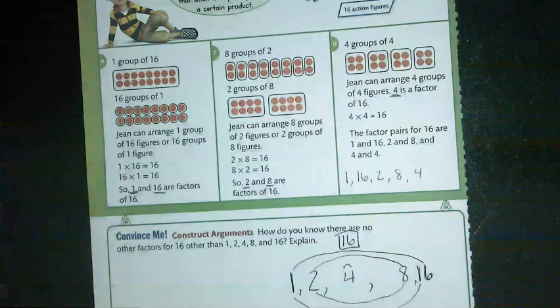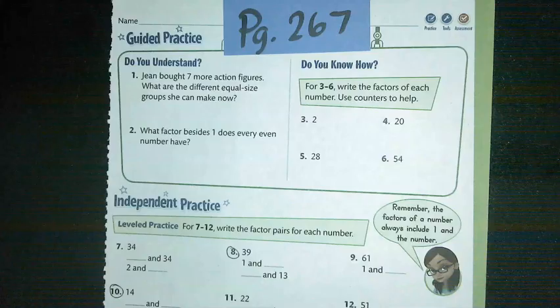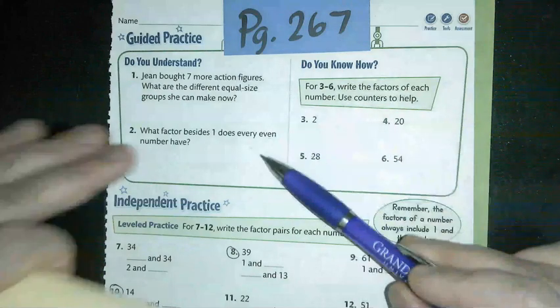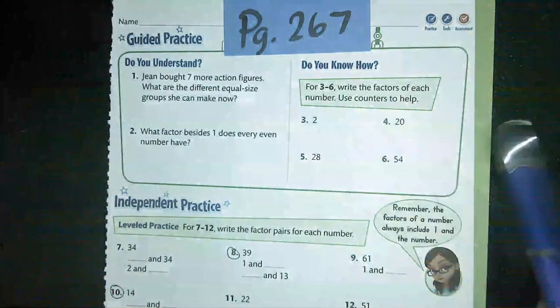Well, let's go ahead and check out a few more as we figure out what this looks like in our guided practice on page 267. All right, so here we are on page 267. Now, we're going to skip number 1 for right now, but take a look at number 2. I just want to point something out to you real fast.